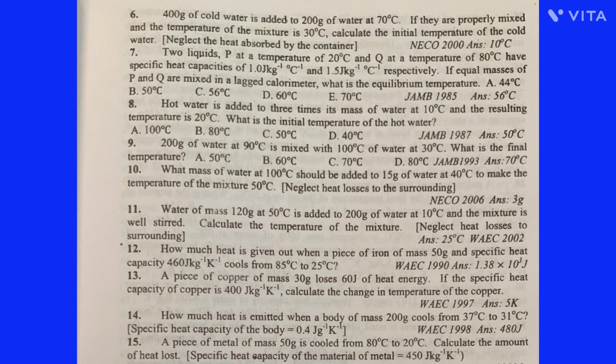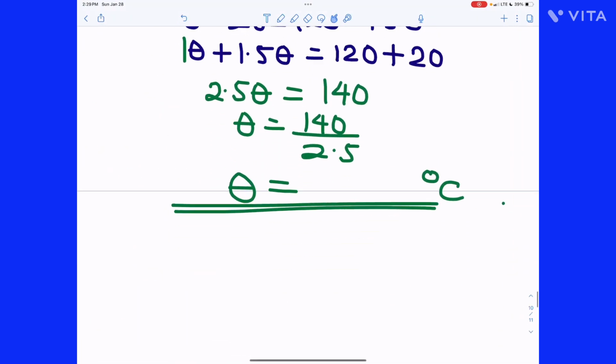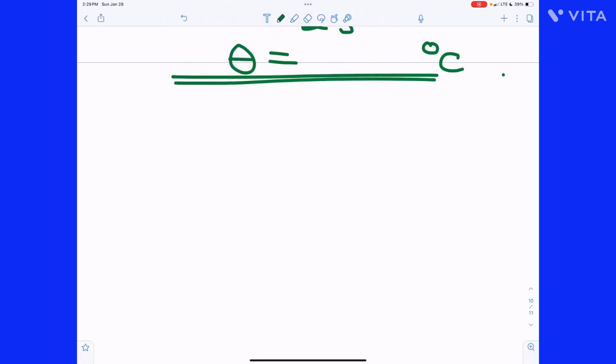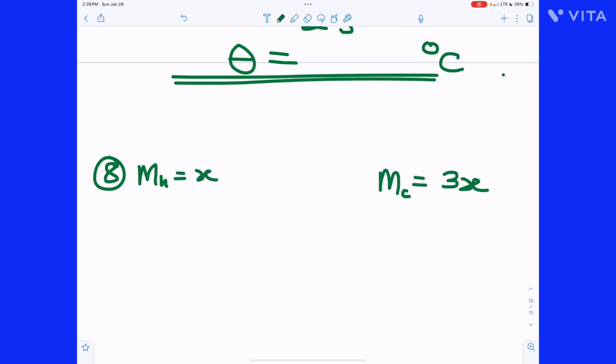So let's go to question 8. Hot water is added to 3 times its mass of water at 10 degrees Celsius, and the resulting temperature is 20 degrees Celsius. What's the initial temperature of the hot water? Okay, this is simple too. I'll run through it very fast. Okay, number 8. Let's say mass of hot water is X. 3 times its mass of cold water will be 3X.